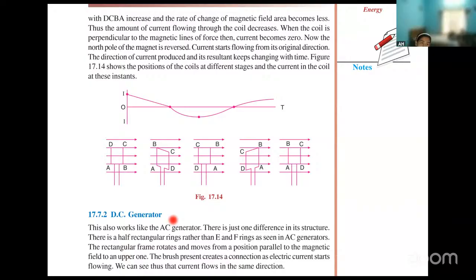The area in contact with DCBA increases and the rate of change of magnetic field area becomes less. Thus, the amount of current flowing through the coil decreases. When the coil is perpendicular to the magnetic lines of force, then current becomes zero. Now the north pole of the magnet is reversed. Current starts flowing opposite to its original direction, and its resultant keeps changing with time. Figure 17.14 shows the positions of the coil at different stages and the current in the coil at these instants.